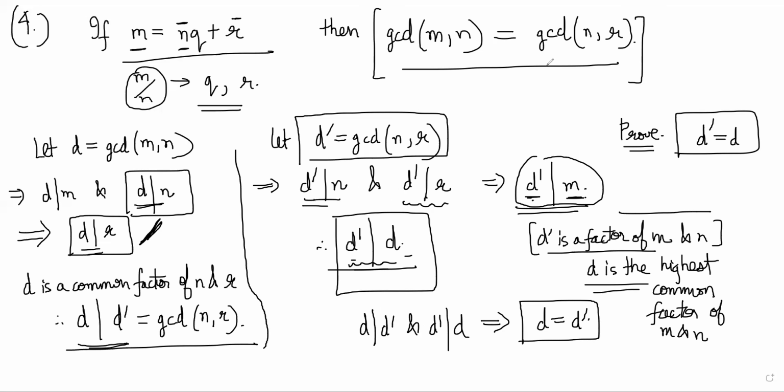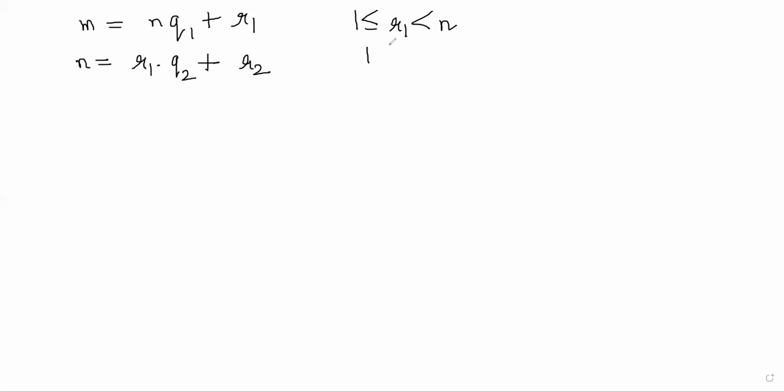And now we'll just learn about how we will go about finding the GCD of two numbers. So let's do it on the screen. So let's say you have m, and when we divide by n, we get n q1 plus r1, right? And obviously 1 is less than or equal to r1 is less than n, right? Now the next step that we do is we take n and divide by r1, right? We take n and write it as r1 multiplied by q2 plus some other remainder r2. And obviously again r2 is less than r1, right?